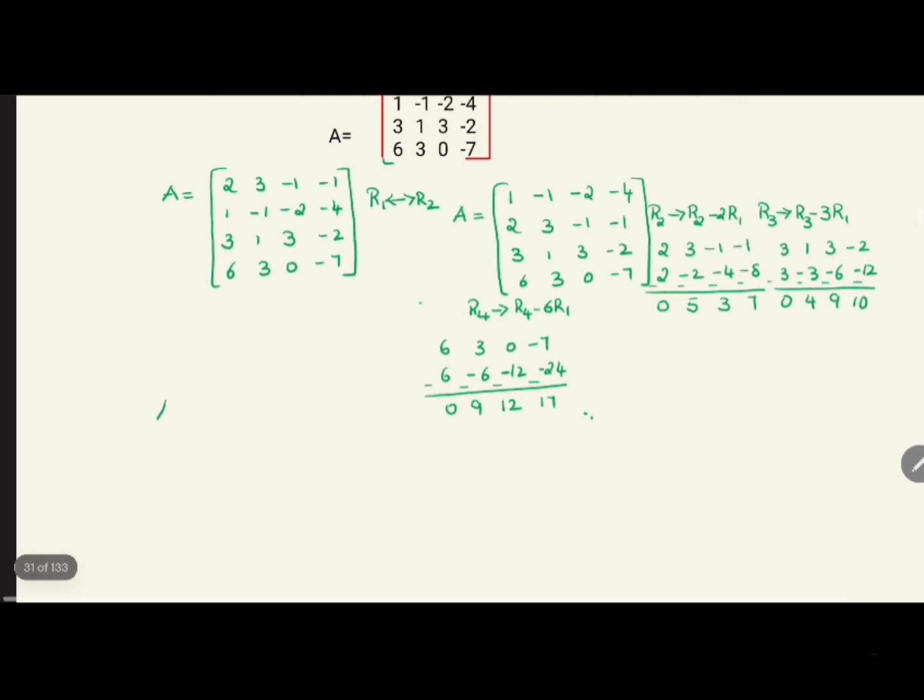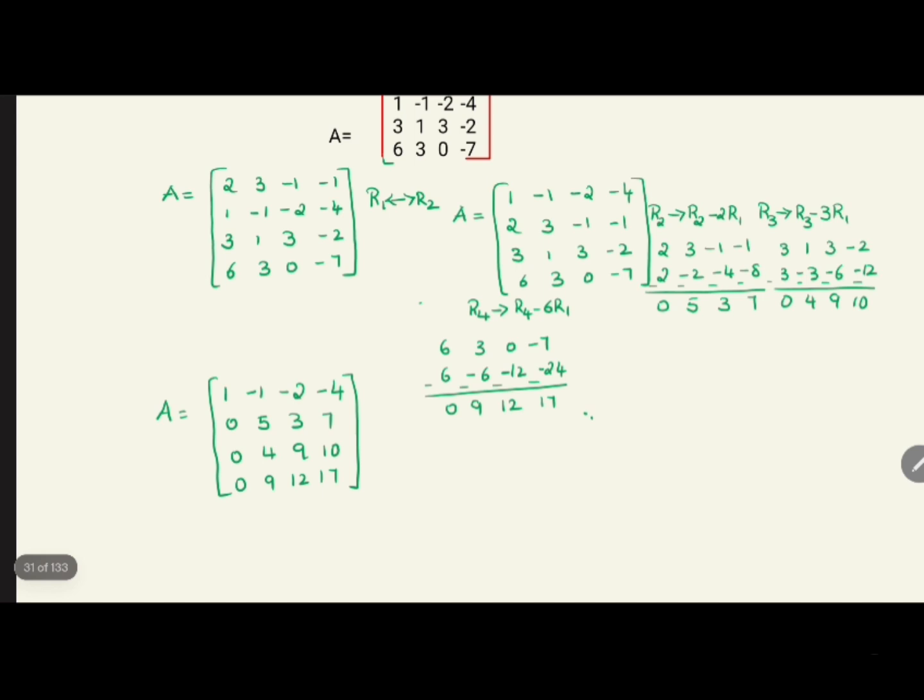Okay, now I will write down the matrix here. The first row remains the same, that is 1, minus 1, minus 2, minus 4. The second row elements I got as 0, 5, 3, 7. Third row elements are 0, 4, 9, 10, and fourth row elements are 0, 9, 12, and 17. Is that clear, students? Now this is the matrix that is obtained after these elementary row operations.